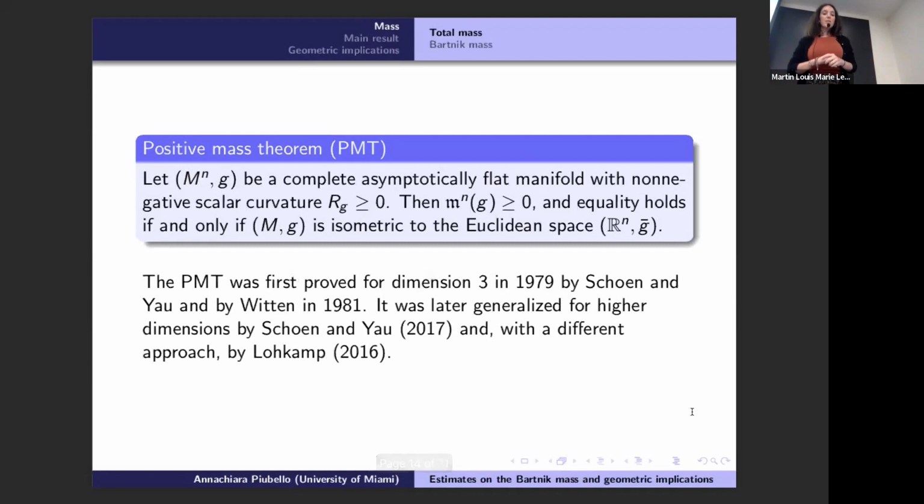The positive mass theorem was first proved in dimension 3 by Schoen and Yau and by Witten, and it was generalized for higher dimensions up to 7 right after, and then recently in any dimensions by Schoen and Yau and by Lohkamp.